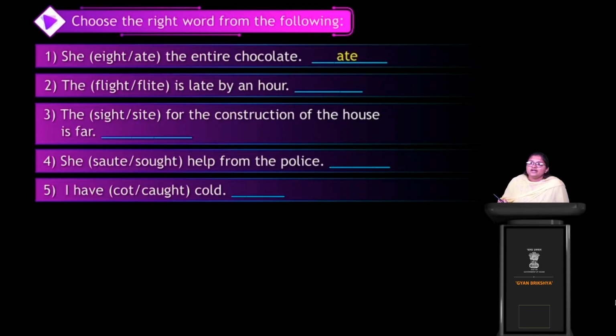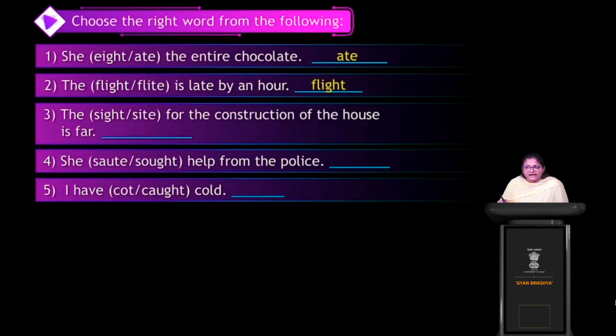Now, the flight is late by an hour. There are two flights, F-L-I-G-H-T and F-L-I-T-E. Which flight do you think will be appropriate for this sentence? The flight is late by an hour. Yes, very good. The flight, F-L-I-G-H-T, means the plane. The scheduled flight is late by an hour, so that is it.